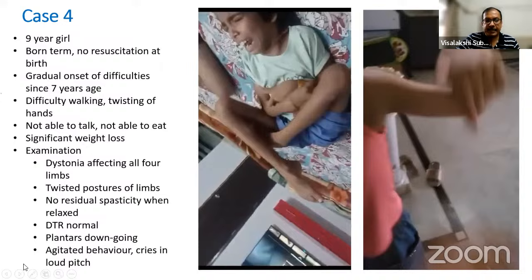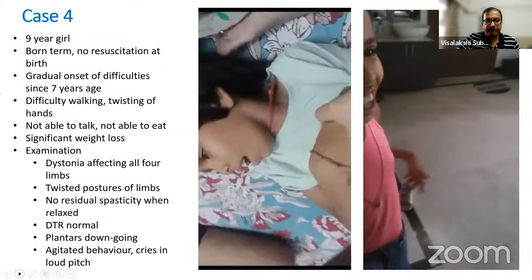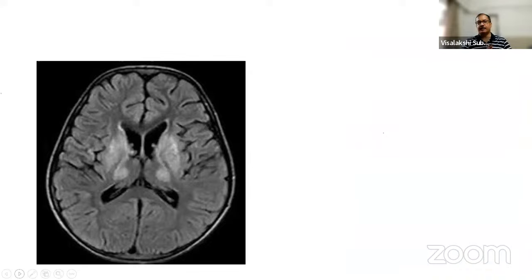I'll just go to the MRI. So this is the MRI, and this is the basal ganglia. Okay, so that seems to be quite affected, isn't it? The caudate, the putamen, all of these are affected.